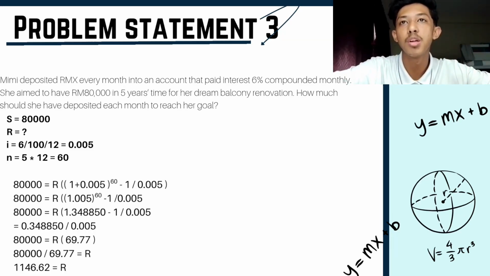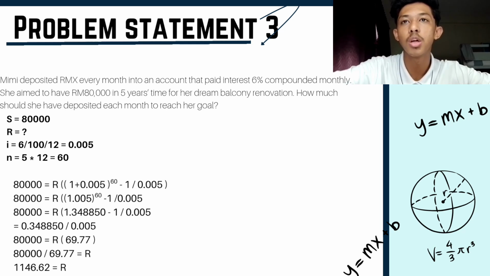Problem statement 3: Mimi deposits RMS every month into an account that pays interest of 6% compounded monthly. She aims to have 80,000 in 5 years, time for her dream balcony renovation. How much should she deposit each month to reach the goal? We take out the data from the sentence. We get S equal to 80,000, R unknown, i equal to 6 divided by 100 divided by 12, which gives 0.005, and n equal to 5 multiplied by 12, so we get 60.